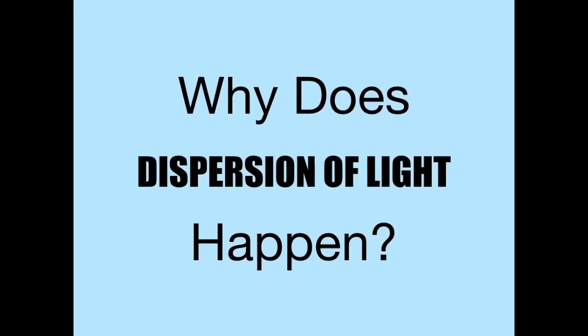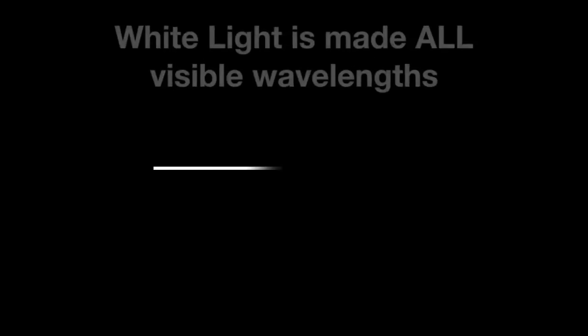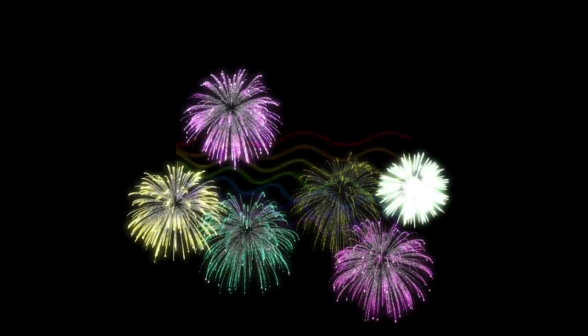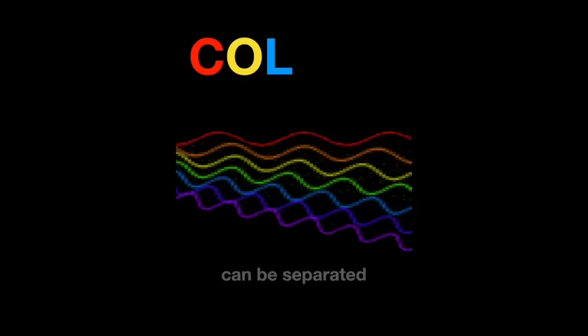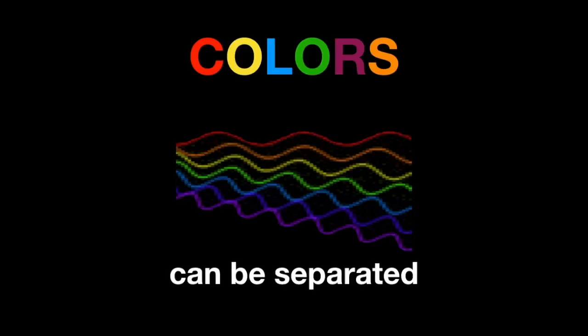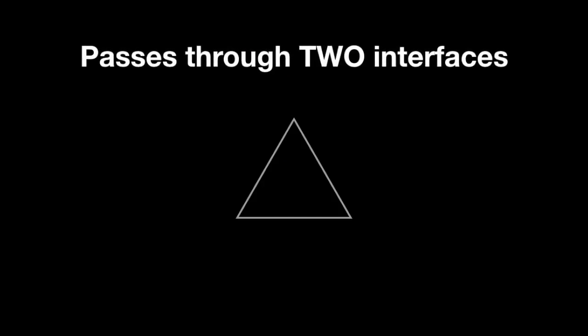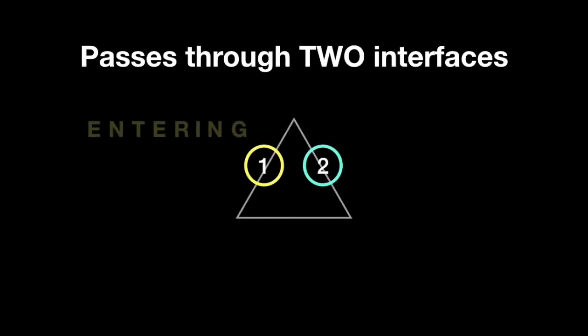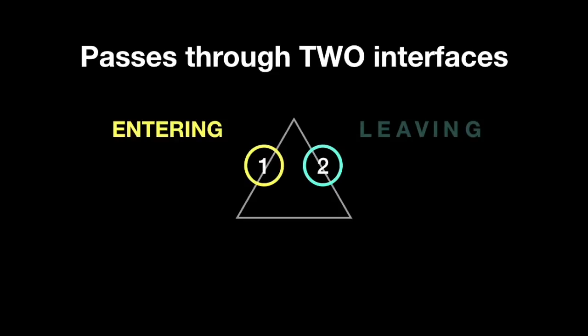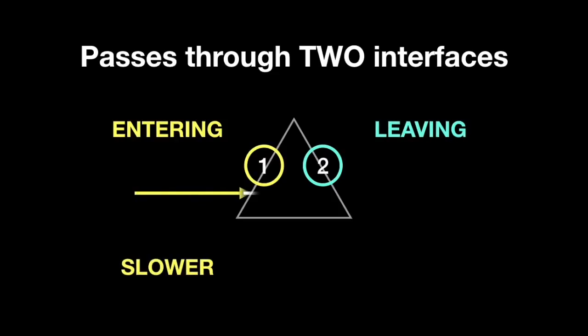Now, why does dispersion of light happen? White light is made up of all visible wavelengths, so its color can be separated, or in this case, dispersed because of this. So, when the light passes through the glass, it encounters two interfaces, one entering and the other leaving. The light slows down at the first interface, but then speeds back up at the second.